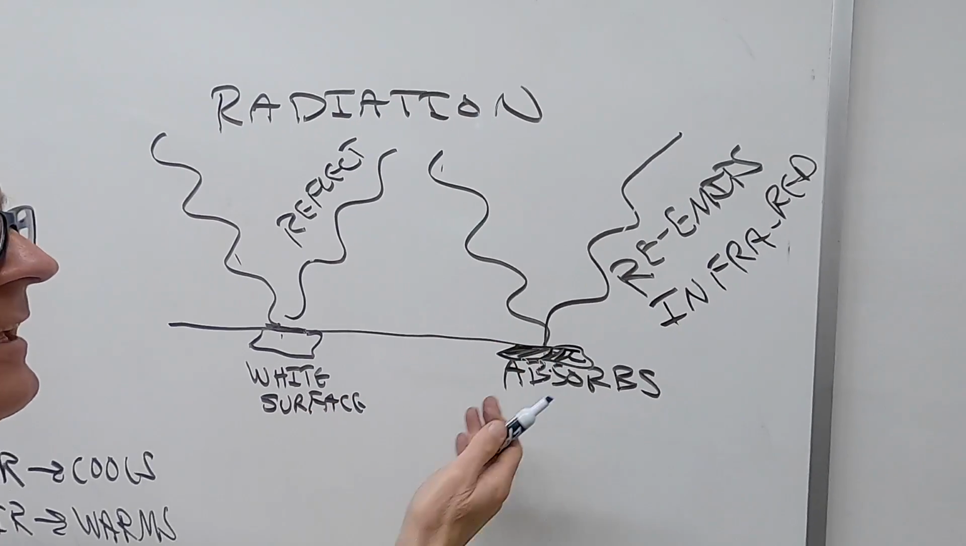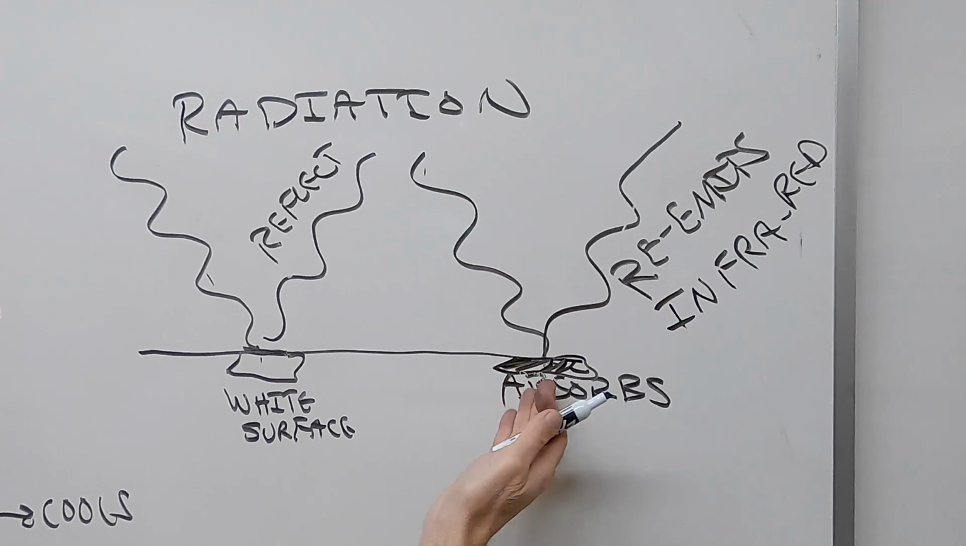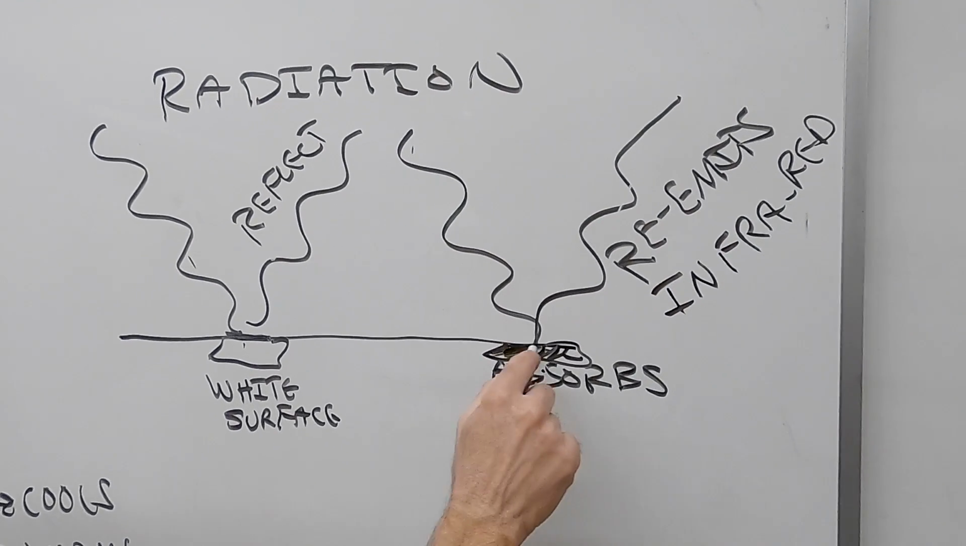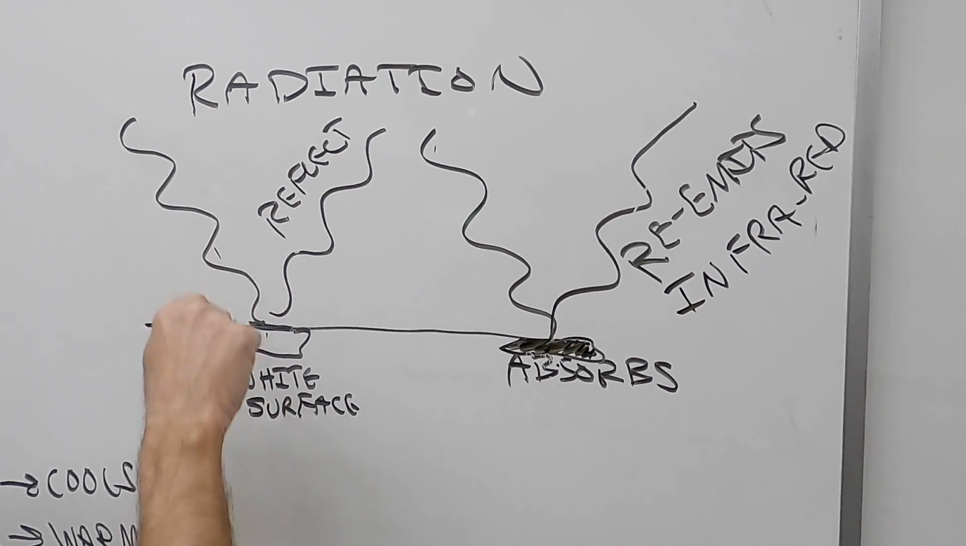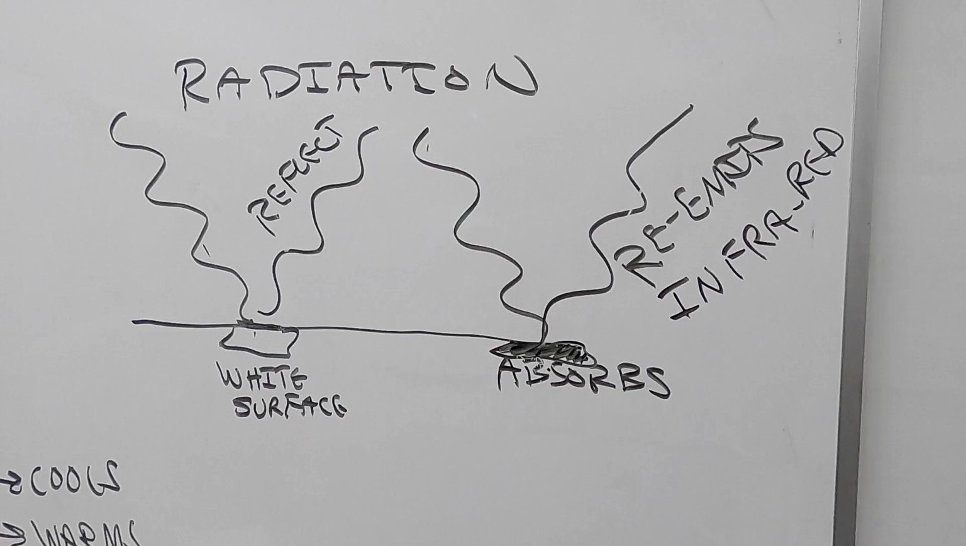And so since there's energy absorbed right here, this surface is going to get hot. And so the black surface is going to get hot when you shine light on it. White surfaces won't get that hot right here.